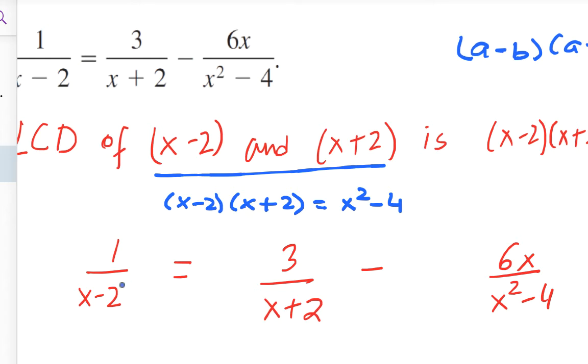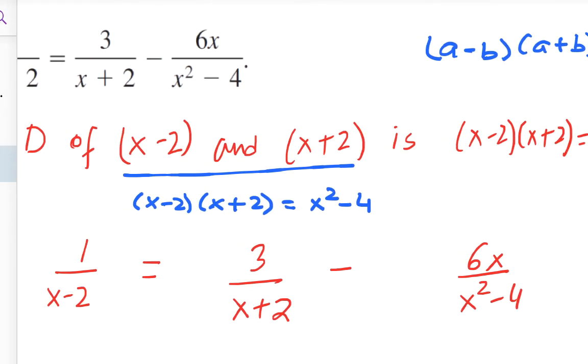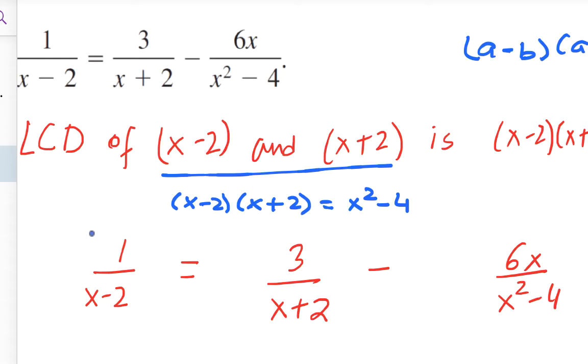So what we are basically going to do is have the whole equation, which is given over here, with the common denominator x squared minus 4. So let's go ahead and multiply by this common denominator. Now for the left hand side, which has x minus 2 in the denominator, we're going to multiply by x plus 2, the numerator as well as the denominator.